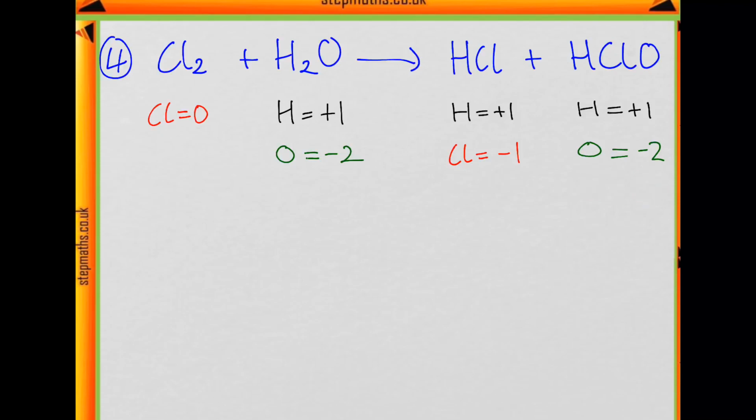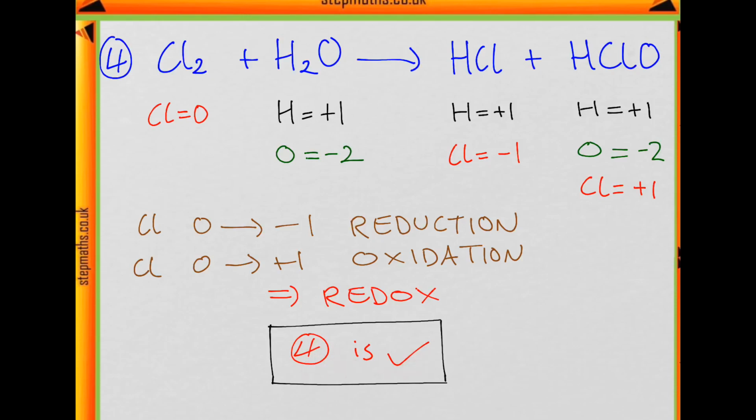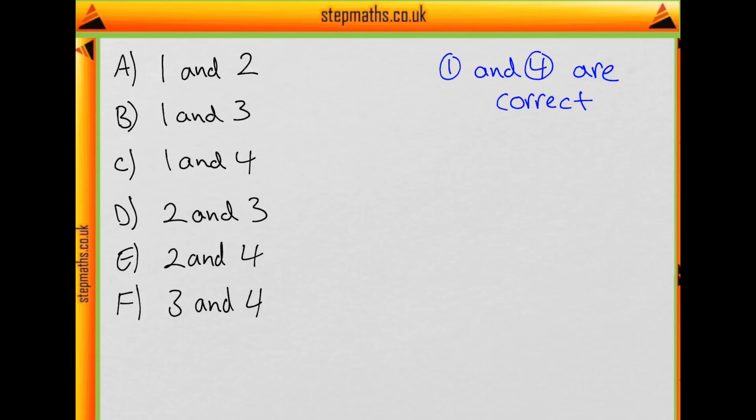So we can see the chlorine goes from 0 to minus 1 in HCl, so we have a reduction. But we also have chlorine going from 0 to plus 1 in HClO. So this is an oxidation. So we have both oxidation and reduction, so this is a redox. So equation 4 is correct. So looking at our options, we know that 1 and 4 are correct, so the correct answer is C.